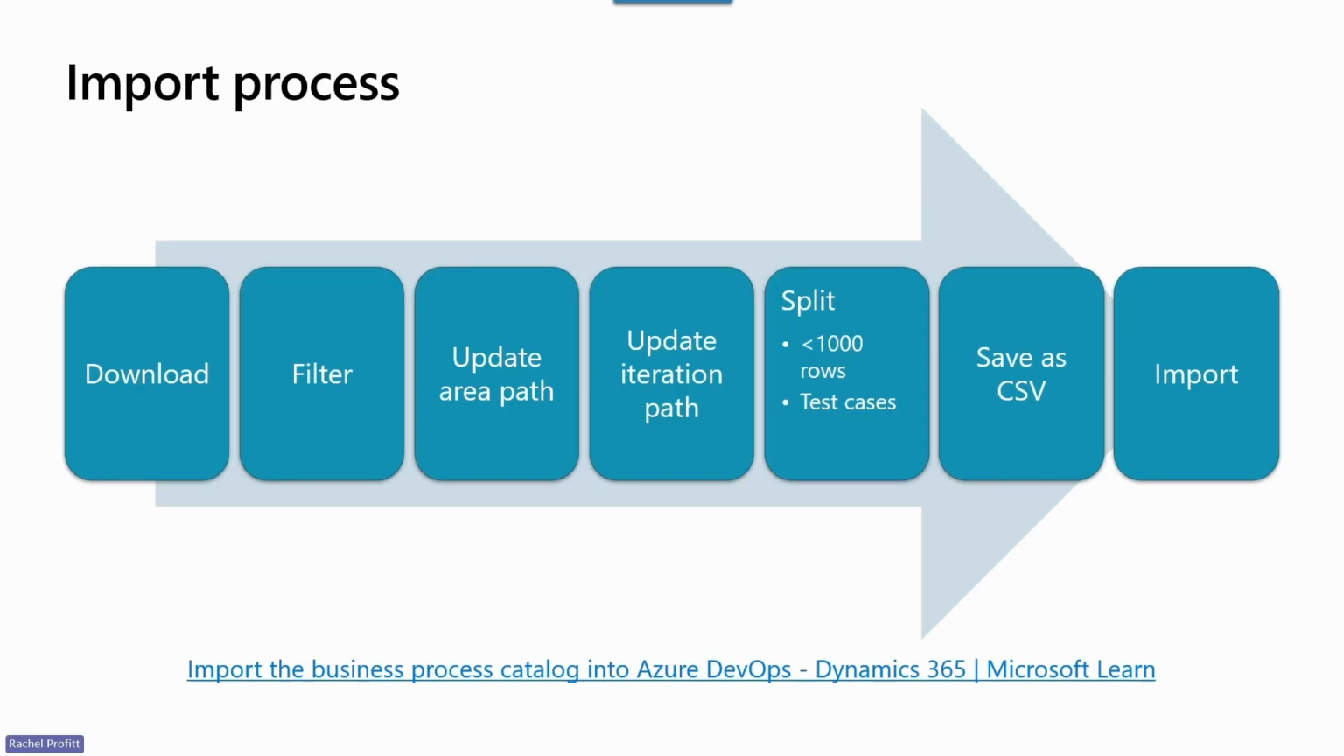You will need to split your file into 1,000 rows or less. When you're doing the business process rows, you'll need to delete the test cases and handle them separately. When you're doing deliverables, objectives, or the success by design delivery plan, it's just splitting it into 1,000 rows or less. And then you'll need to save it as a CSV file. And once you've saved it as a CSV file, you're ready to import it.